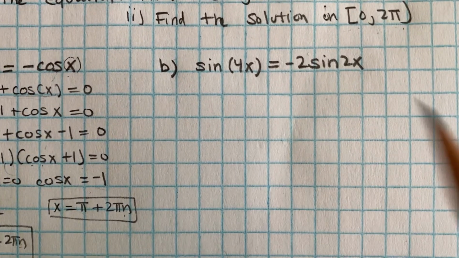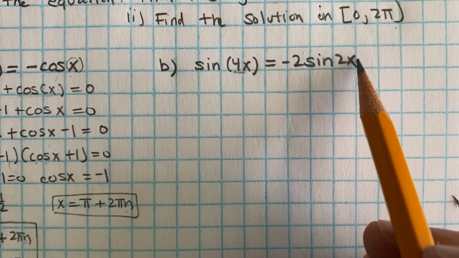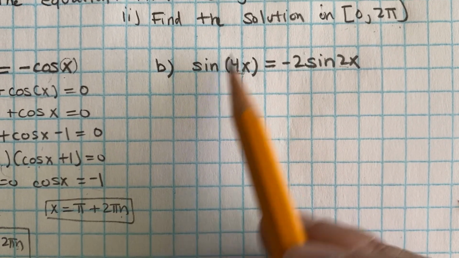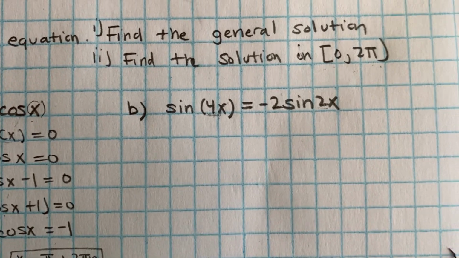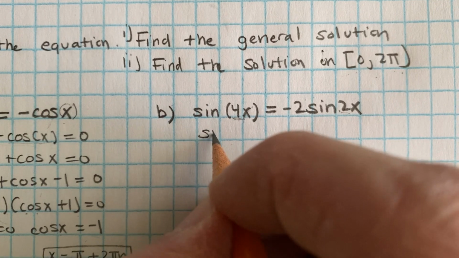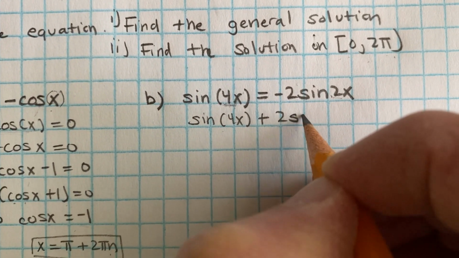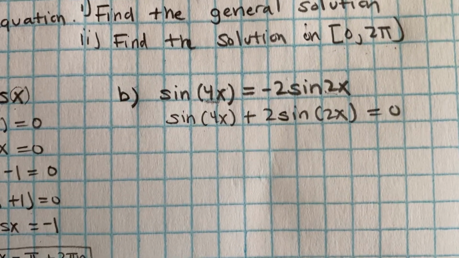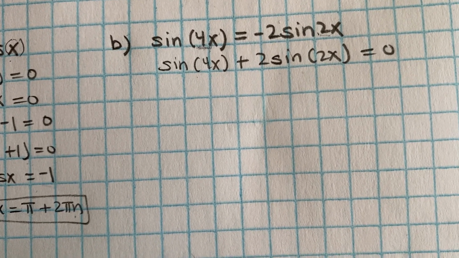Again, you are not allowed to divide anything inside the argument, so don't try to cross off x's. There's an x here, and oh, look, there's a 2 here, there's a 2 here, I'm going to factor out that 2. You can't factor anything inside the argument. So the first thing I'm going to do is move this term over. I'm going to get sine of 4x plus 2 sine of 2x. You could put parentheses there if you want. You don't have to. Sometimes I find it's easier to visualize.